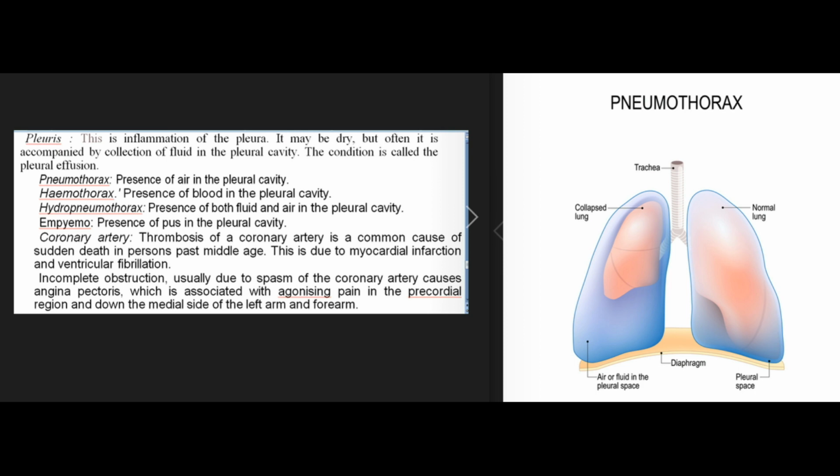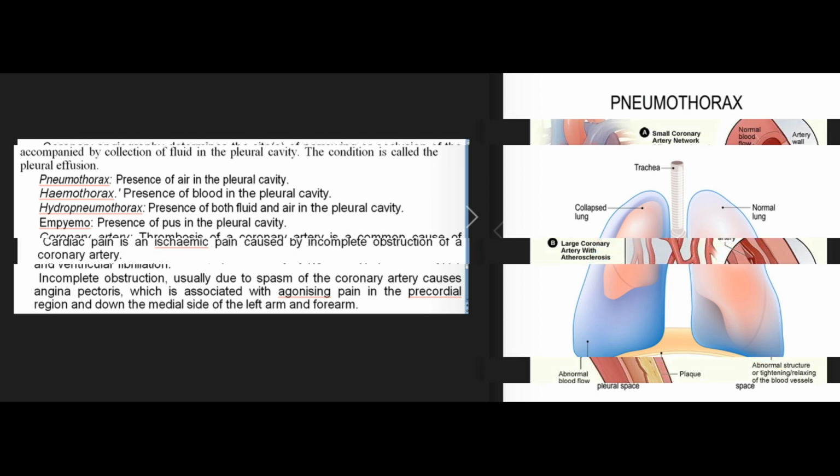Coronary artery. Thrombosis of a coronary artery is a common cause of sudden death in persons past middle age. This is due to myocardial infarction and ventricular fibrillation. Incomplete obstruction, usually due to spasm of the coronary artery, causes angina pectoris, which is associated with agonizing pain in the precordial region and down the medial side of the left arm and forearm.